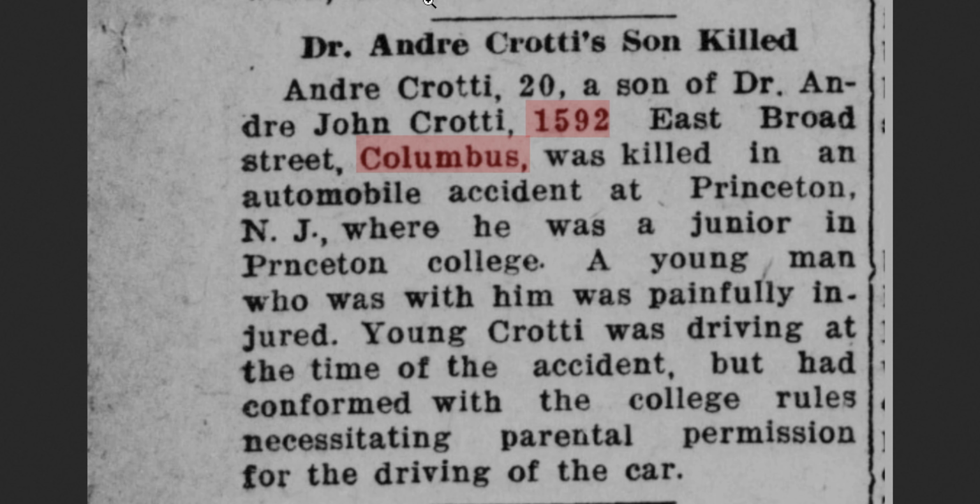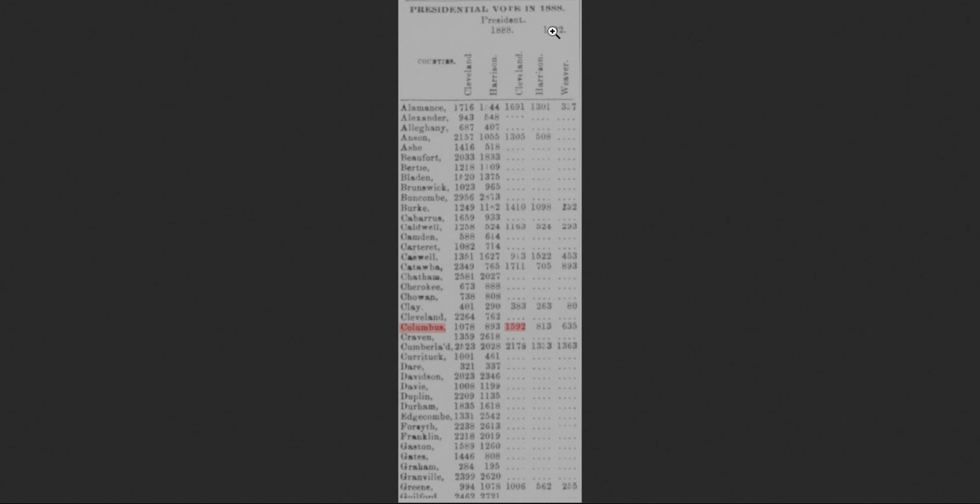1592. This one's talking about the son of a doctor who just so happens to live at 1592 East Broad Street, Columbus, and was killed in an automobile accident, so they had to print that, of course, just muddying the waters. Now look at this one, presidential votes in 1888 for president.